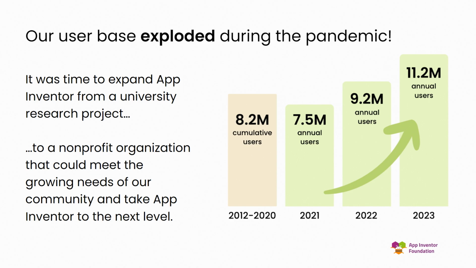And that's because, as you can see from this lovely chart here, from 2012 to 2020, so in 8 years, we had 8.2 million cumulative users. And our usage really exploded during the first year of everyone learning at home. So we had 7.5 million that year alone, compared to 8 million for 8 years. And we kept growing from there.